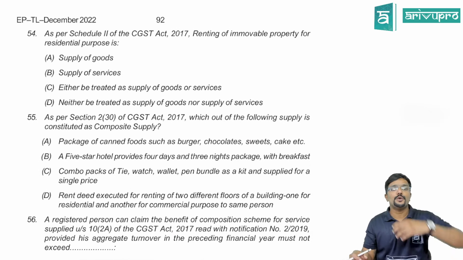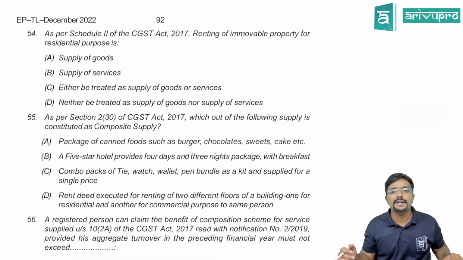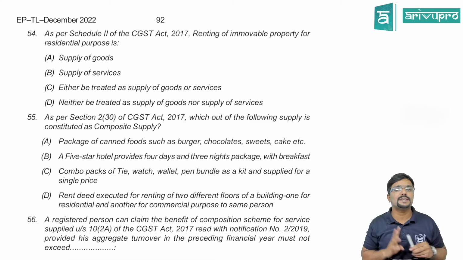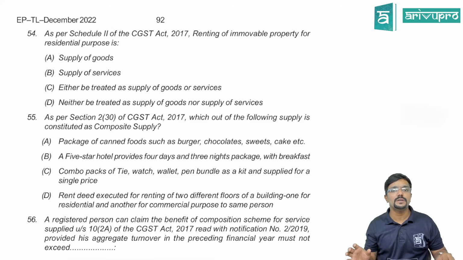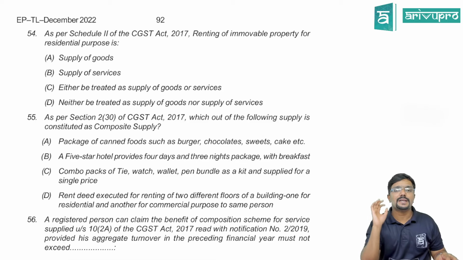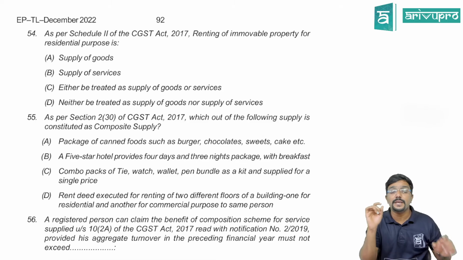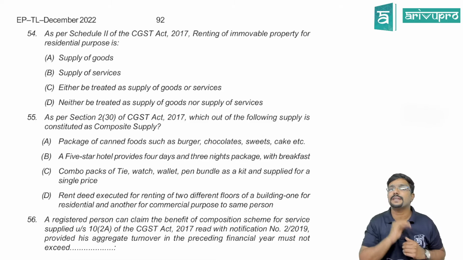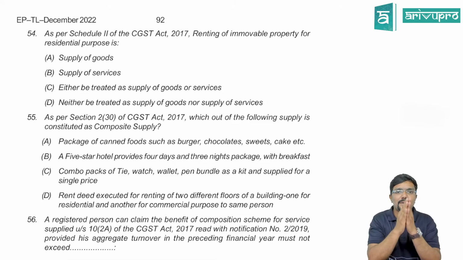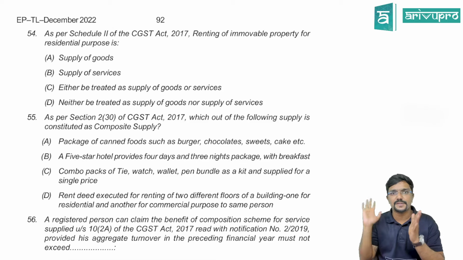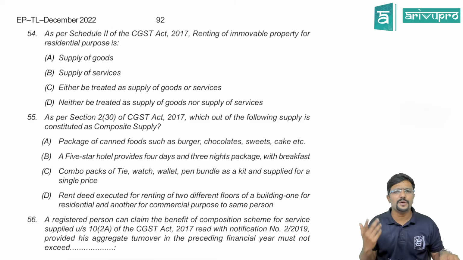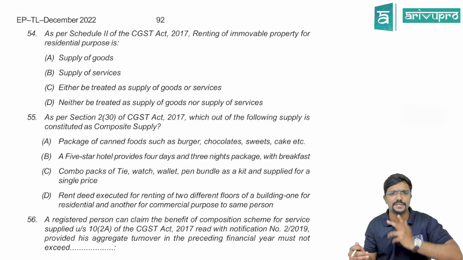As per Schedule 2 of CGST Act 2017, renting of immobile property for residential purposes. See, totally there are 3 schedules. Schedule 1 talks about deemed supply, that is activities or transactions which are deemed to be supply even without consideration. There are 4 activities covered here. Then coming to Schedule 2, which talks about whether the supply is supply of goods or supply of services. And Schedule 3 is about the negative list, which is not covered under GST.